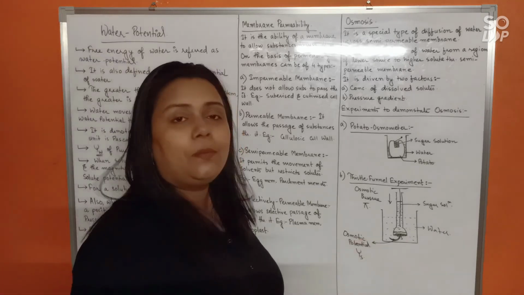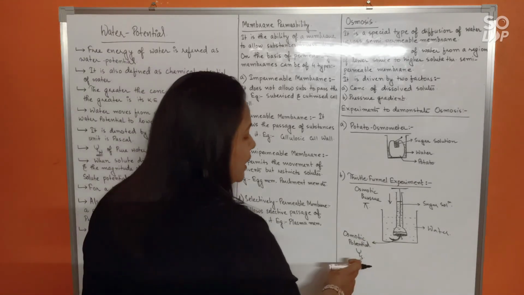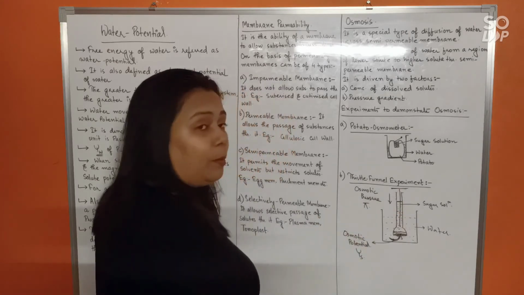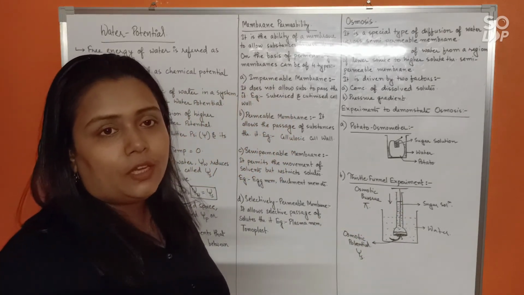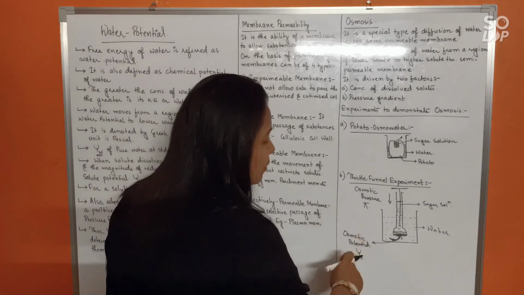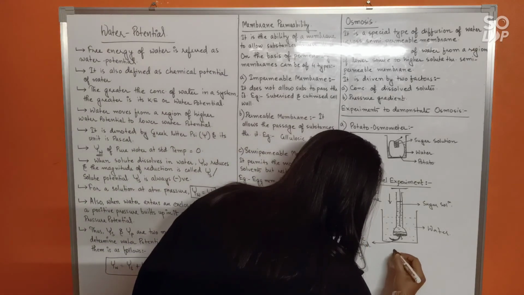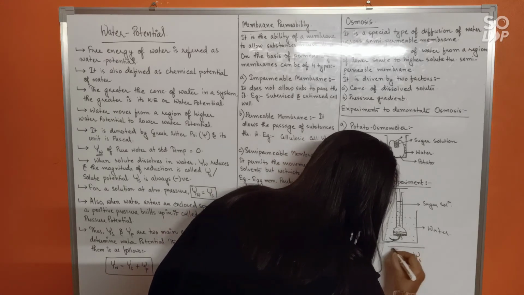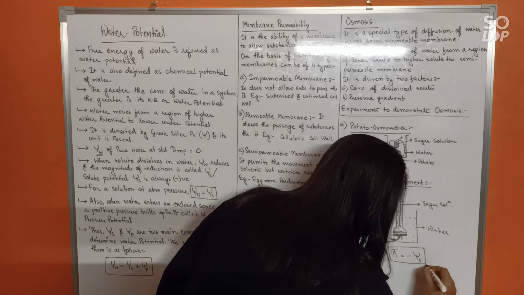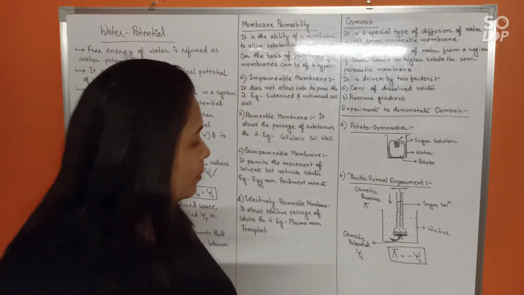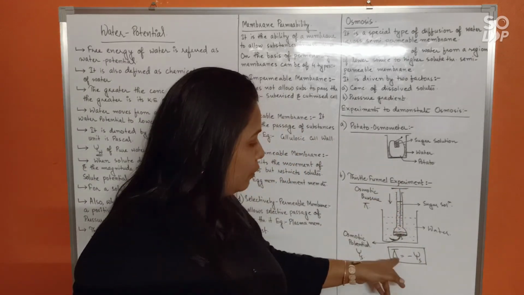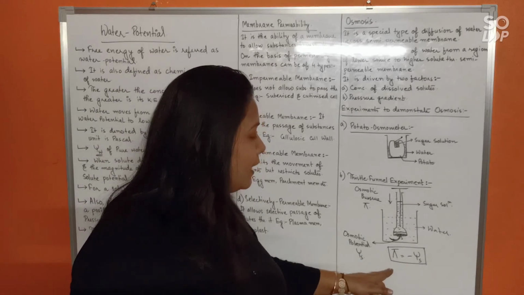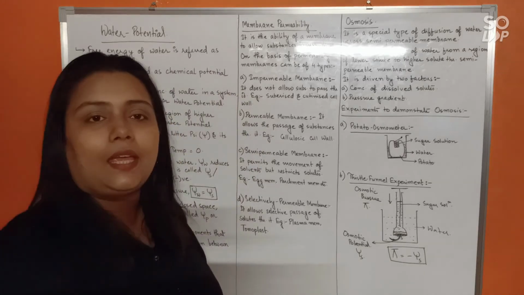So from this experiment we can observe that because psi s or osmotic potential and osmotic pressure are equal and opposite, they will nullify each other, and hence we get a relation between them that pi is equal to minus psi s. Okay, because they are both equal and opposite, they will be equal in magnitude but opposite in sign. So that's why we can say that pi is equal to minus psi s.